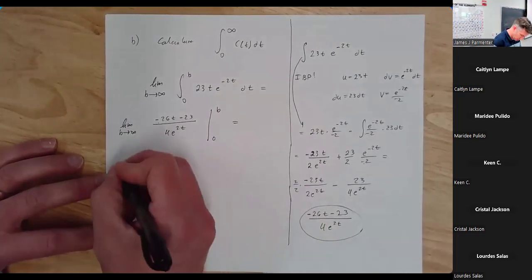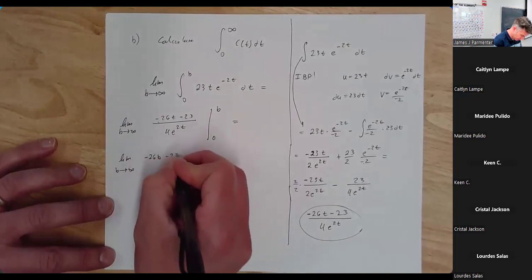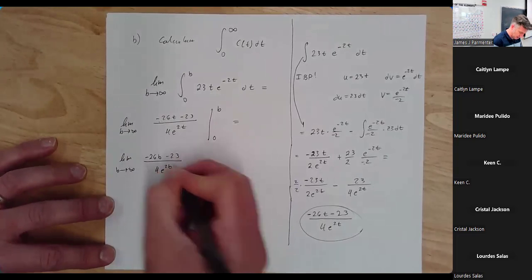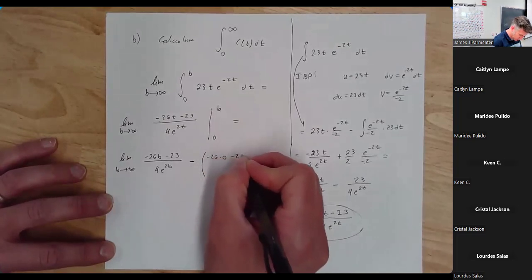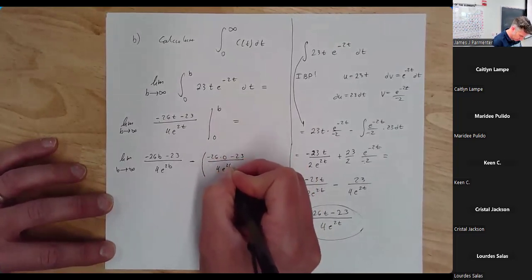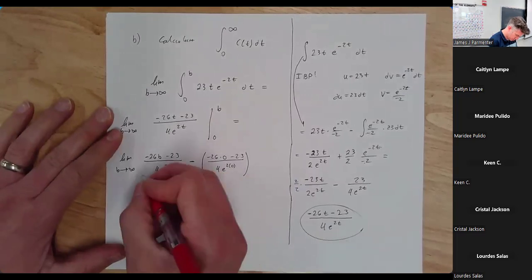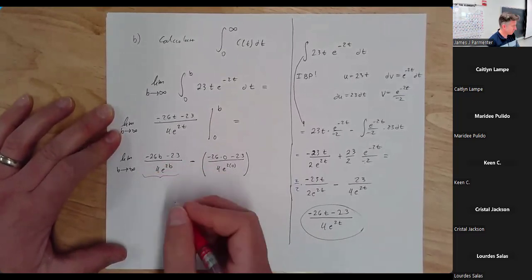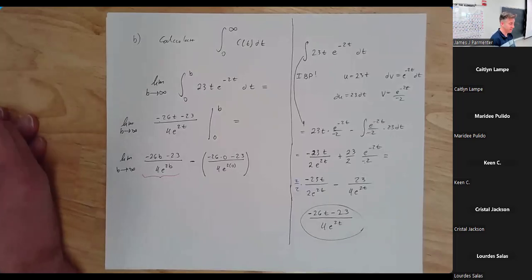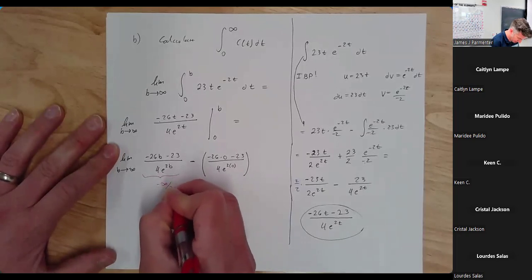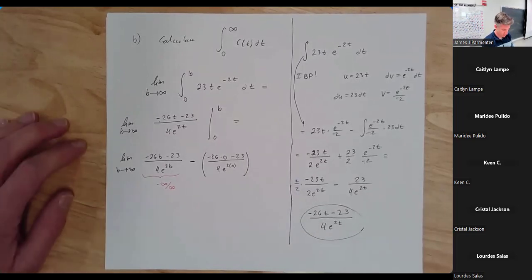I don't want to carry all of that machinery the whole way through. We plug in b, we get the limit as b goes to infinity of negative 26b minus 23 all over 4e to the 2b, minus, then we plug in 0, we get negative 26 times 0 minus 23 all over 4e to the 2 times 0. Right here, this is an infinity over infinity type of limit. Specifically a negative infinity over infinity, not that it really matters which sign of infinity we have. But for this limit, we can use L'Hopital's rule. In fact, we need to use L'Hopital's rule.